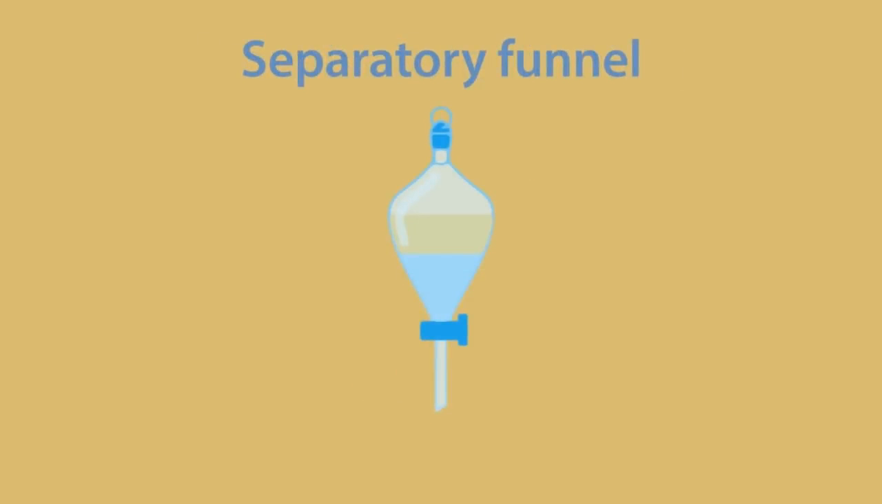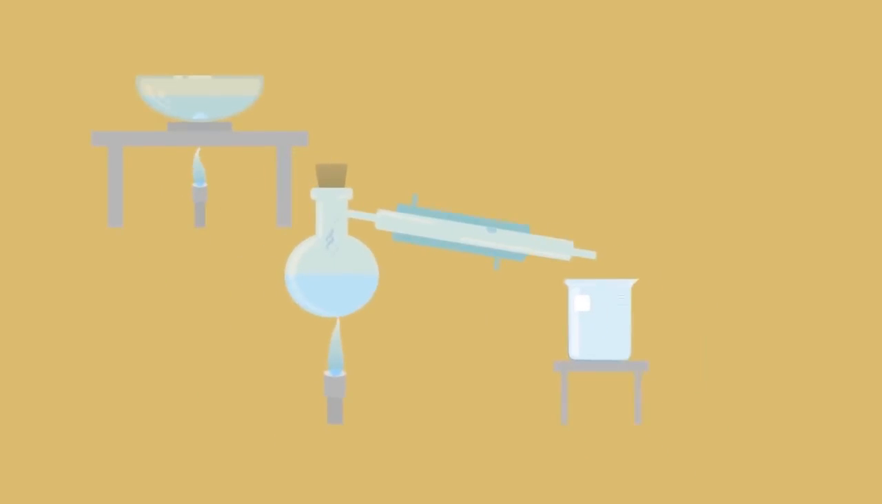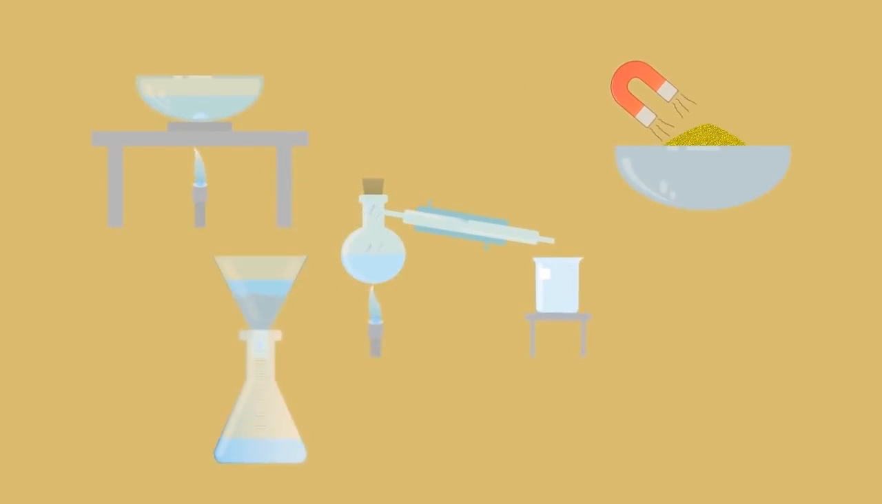This is an apparatus with a stopcock at the bottom. Releasing the stopcock allows the contents to flow out, and closing it stops the flow. To summarize, there are many different techniques to separate mixtures, all depending on whether the mixture is homogeneous or heterogeneous.